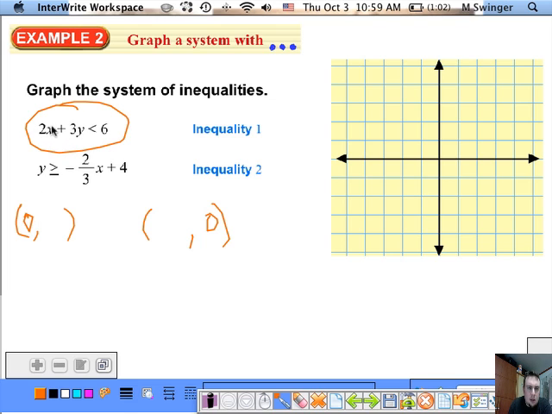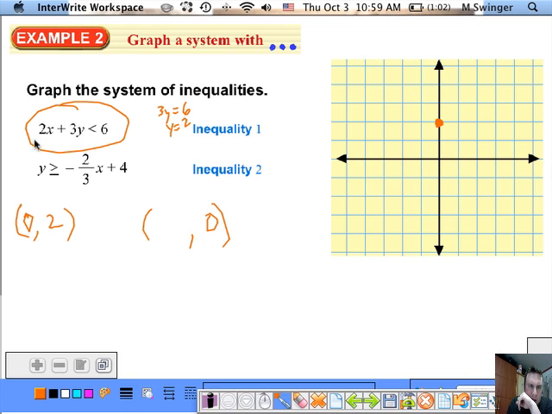Plug in 0 for x. That's gone. 2 times 0 is nothing. So we got 3y equals 6, right? 3y equals 6 if 0 is x, which means y equals 2. So 0, 2. Plot it. 0, 2. Alright.